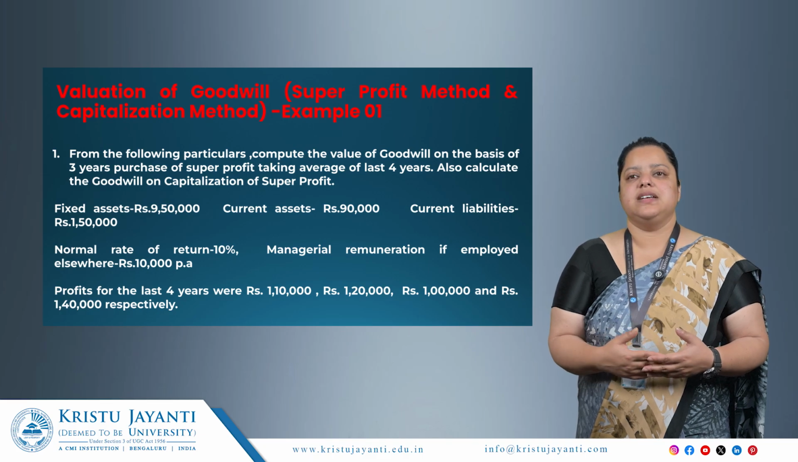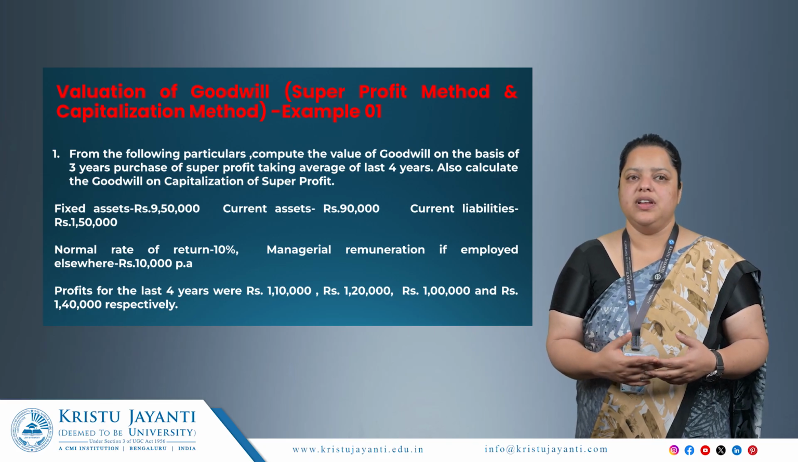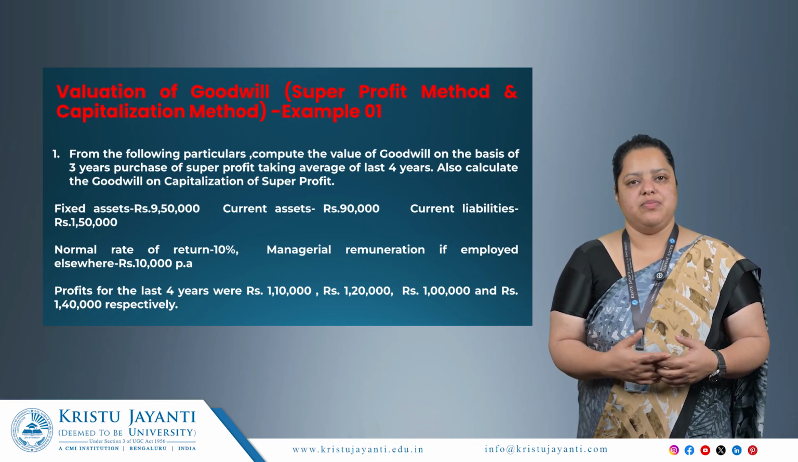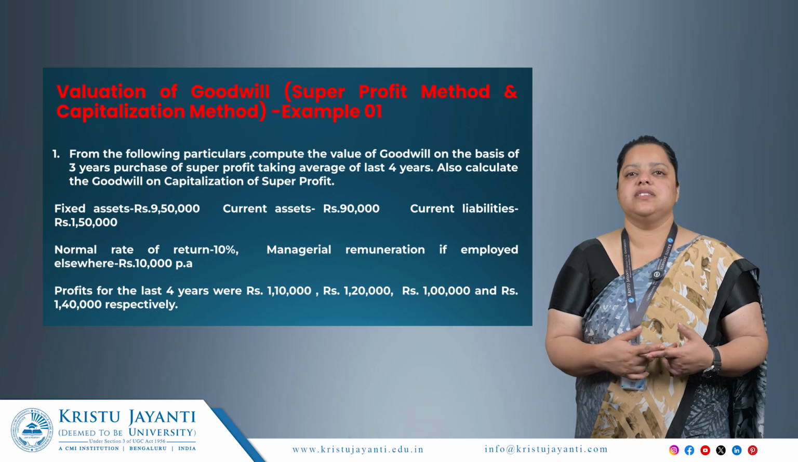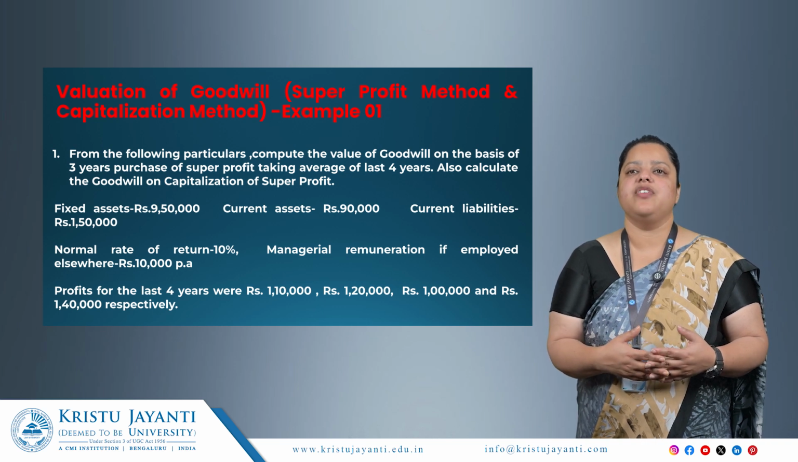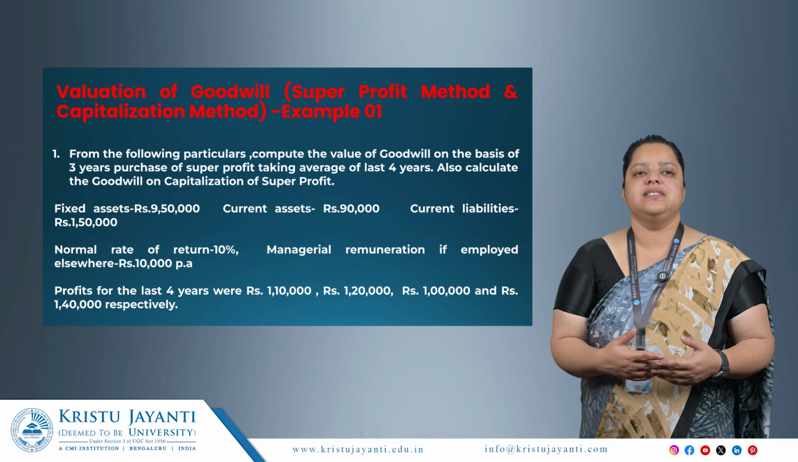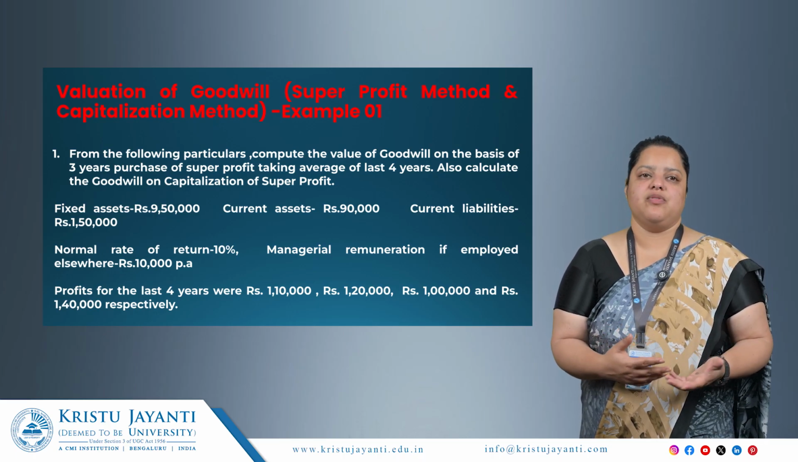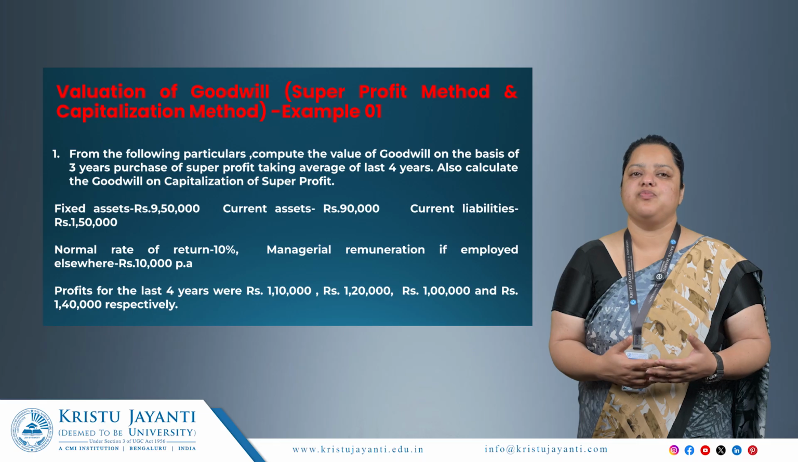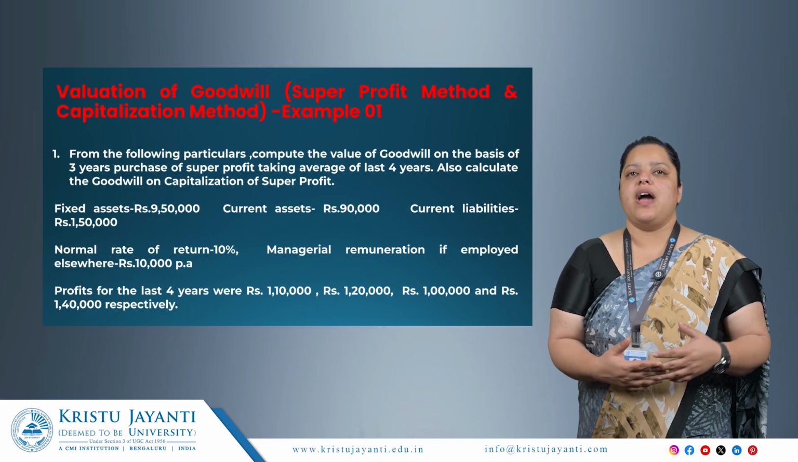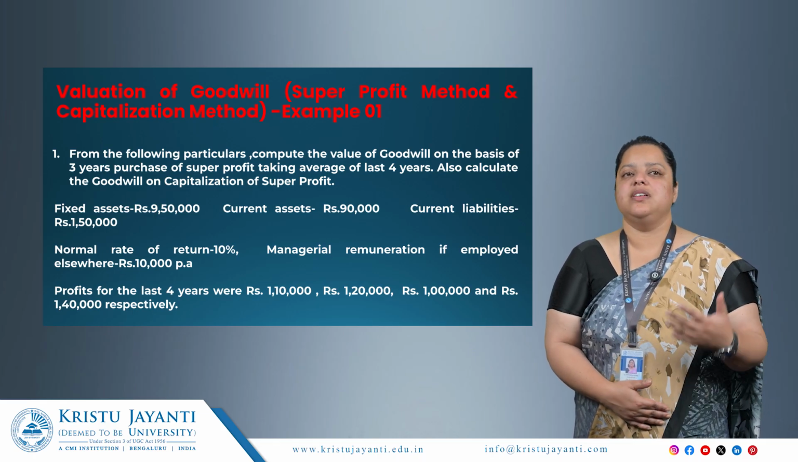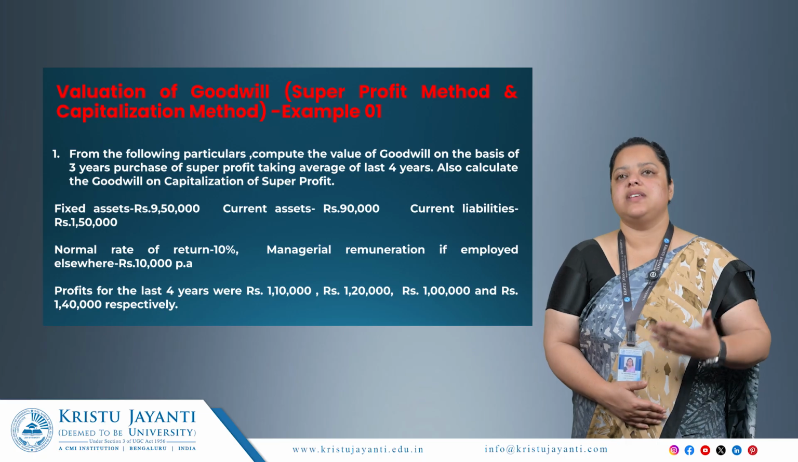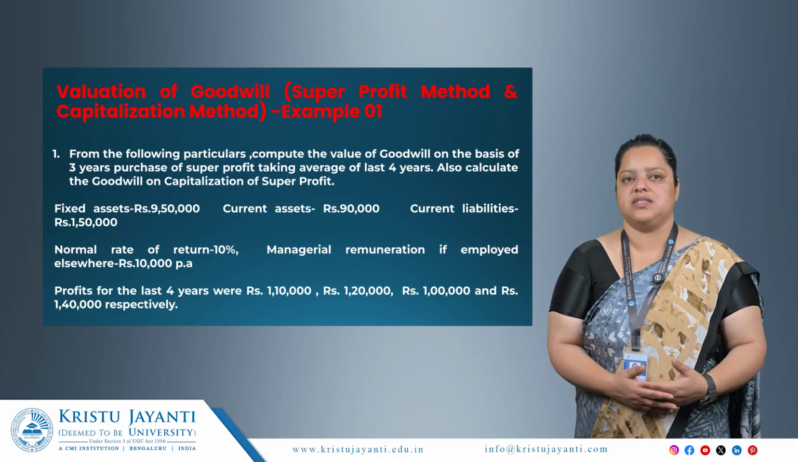Fixed assets, current assets and current liabilities values are given. Normal rate of return is 10%. There is only one adjustment, managerial remuneration if employed elsewhere, that is 10,000 per annum. That adjustment we need to make against our profit, and the last 4 years profit is given. Now, according to the steps, we will calculate step by step and then proceed to the last step.